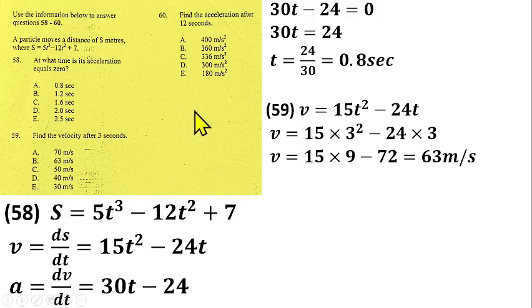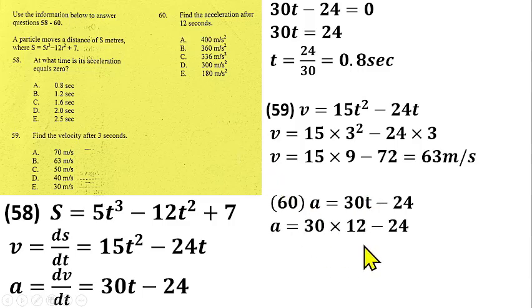And the last question, which is question number 60: find the acceleration after 12 seconds. We already know the acceleration to be 30t minus 24. The time is 12 seconds. Put that here. We have 30 times 12 minus 24. That is 360 minus 24. And that gives us 336 meters per second squared as the acceleration.